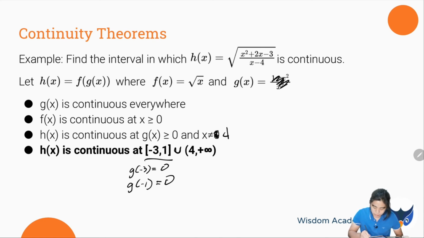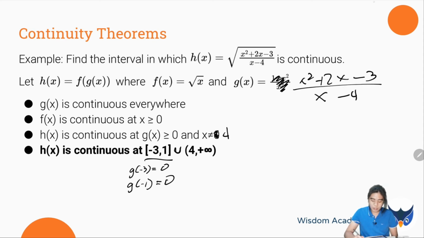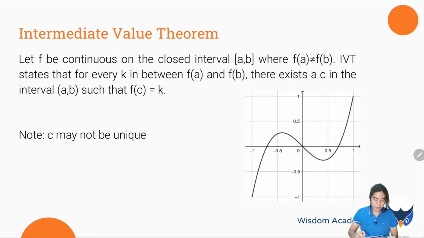Ang balidan to. This must be x squared plus 2x minus 3 over x minus 4. And so, that's for this continuity theorem.